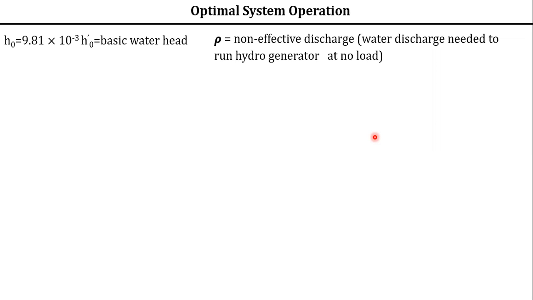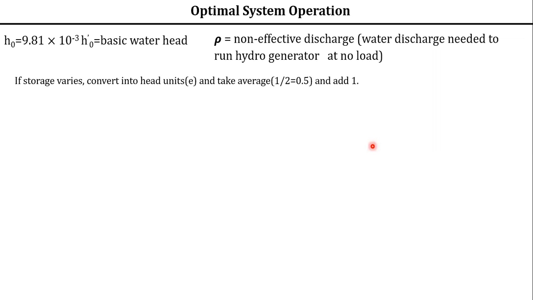So it is not connected to load. Also seepage, etc., all those things will be included in your rho value. Is it clear? So that is your discharge. That's what I said, the equation which I have shown, this is your equation 4. This is your average head and this is your discharge. So what is discharge? The rate is q_m minus rho. What is rho? Non-effective discharge you have to subtract from the useful discharge.